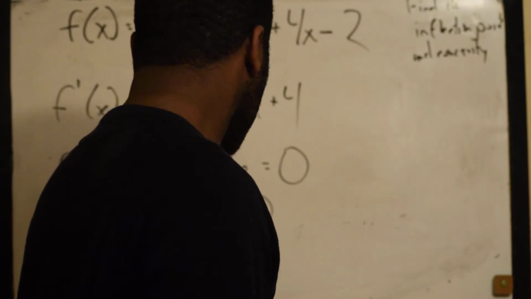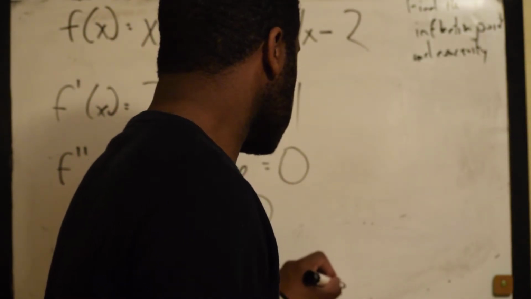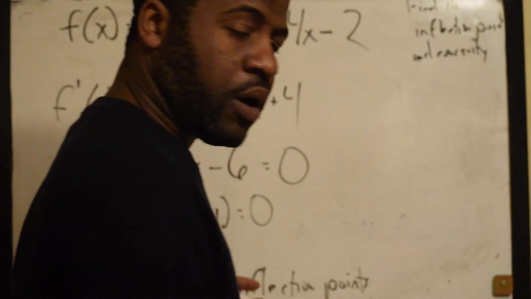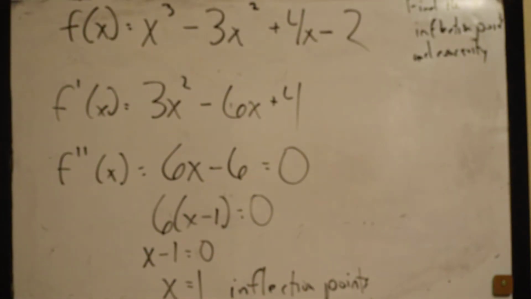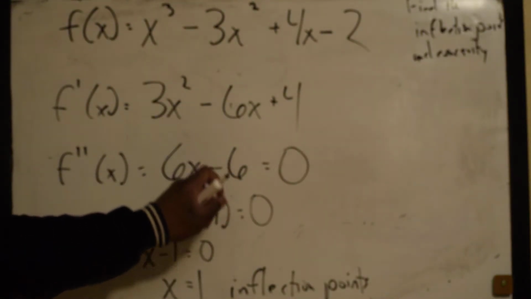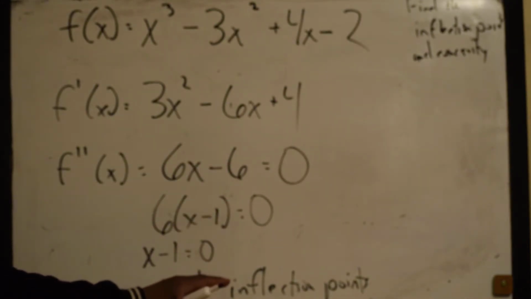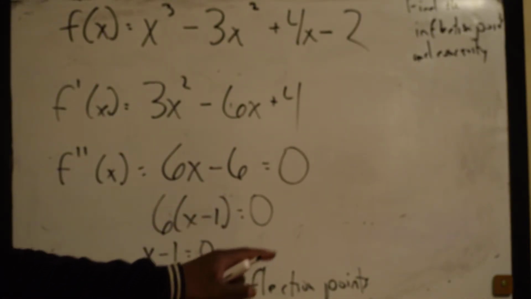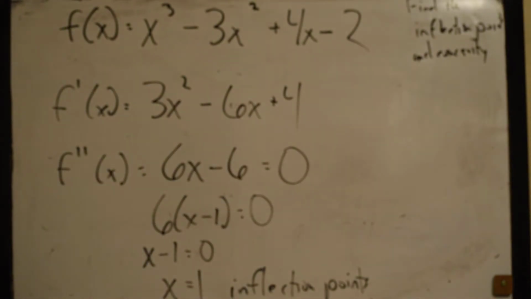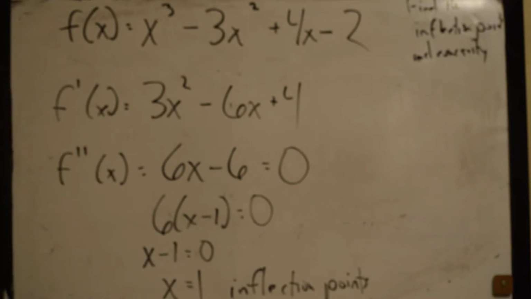These are our inflection points. Remember, when we set the first derivative to 0, those were critical points. These are called inflection points. Now we need to find the concavity. So now we've already established our inflection point is 1.